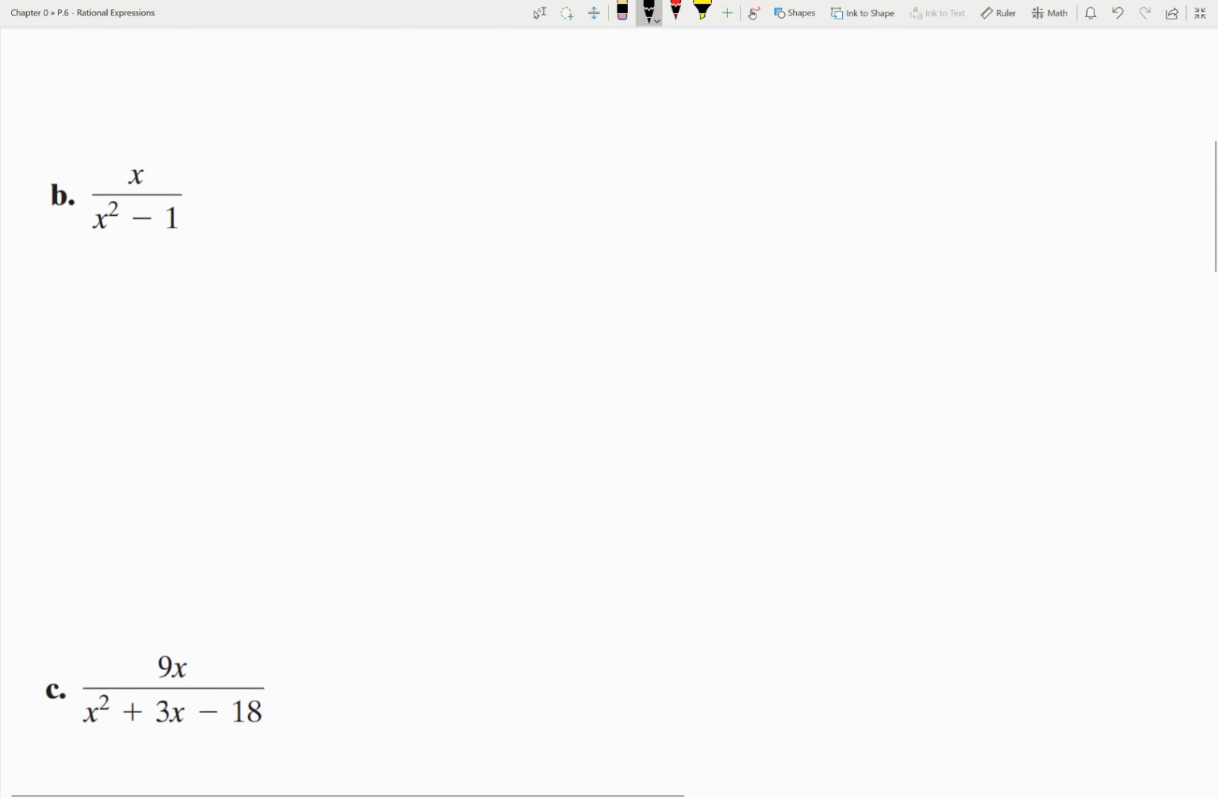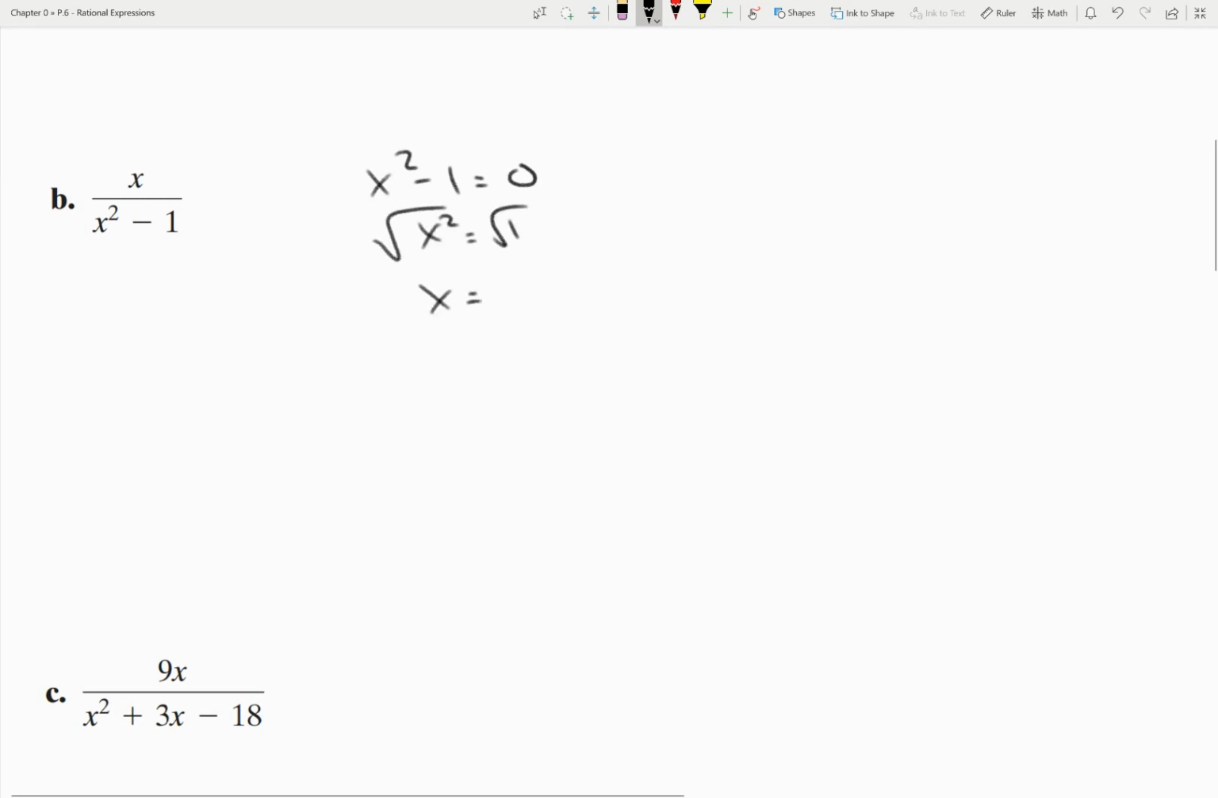Let's look at part B. For part B, we again set the denominator equal to 0. When we solve it, we add 1 to both sides and take the square root, and now we get 2 answers, plus or minus 1. So that means x is not equal to positive or negative 1. You could write plus 1 comma minus 1 either way.